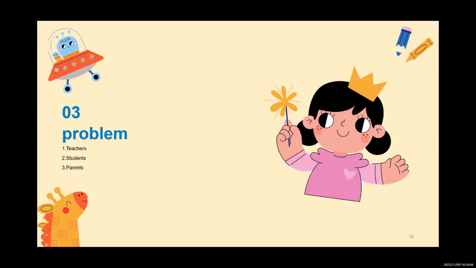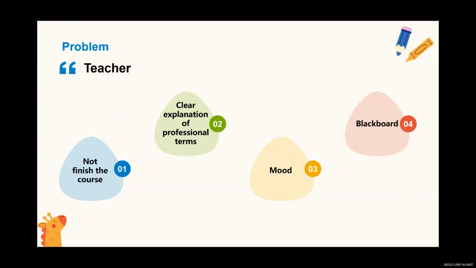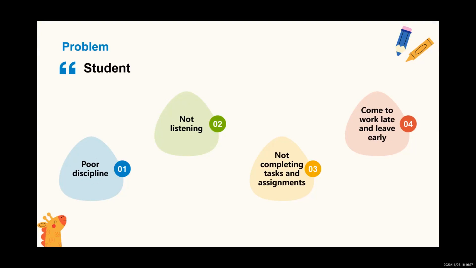The third part is some problems. The problems for teachers: some teachers cannot finish the course in class and give clear explanations of personal terms, and some teachers' writing on the blackboard is not very good. And for students, some students have poor discipline, some students do not learn and do not complete tasks and assignments, and some students come to class late and leave early.